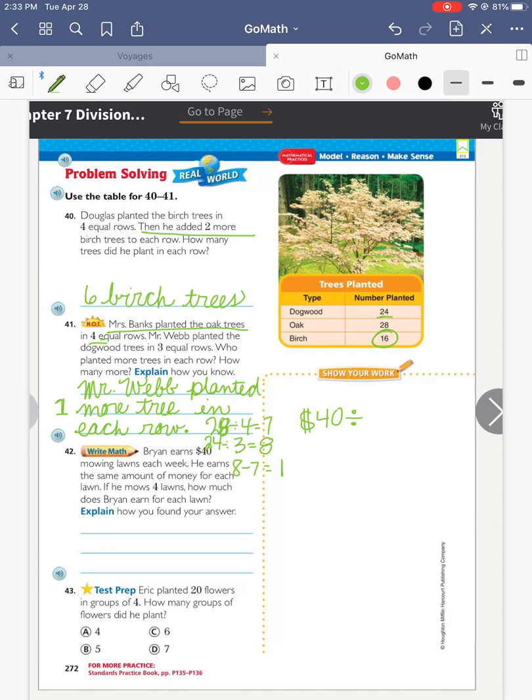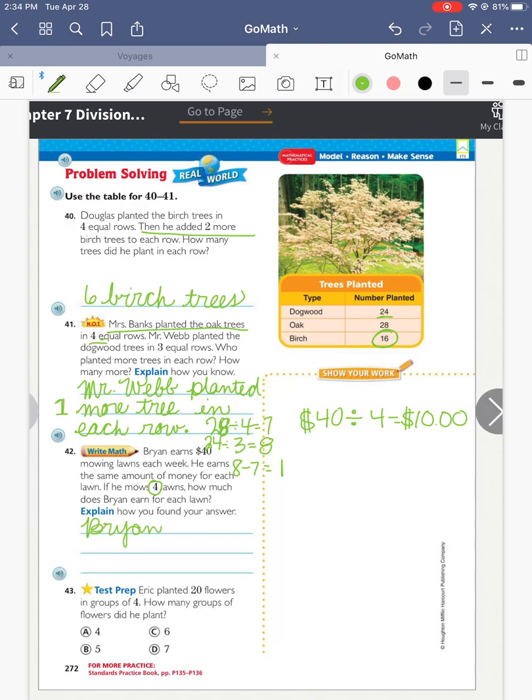So $40 divided by the number of lawns he mows. So how many lawns did he mow? He mows 4 lawns. So $40 divided by 4 equals, and then we need to find the total. So 40 divided by 4 is 10. And since we're talking about money, this would be $10. So if you want to draw your dollar sign, then you can remember that it's money. So how much did he earn for each lawn?